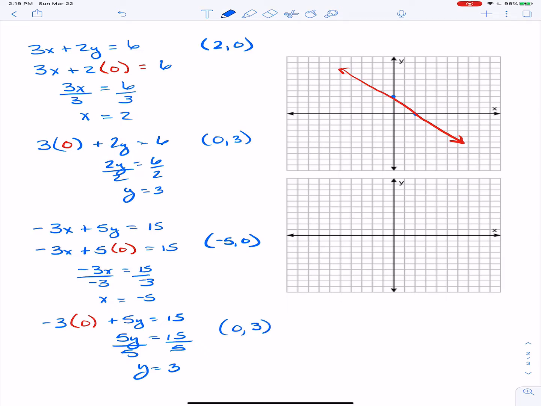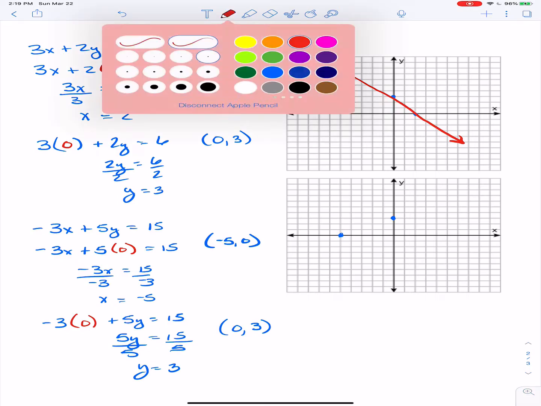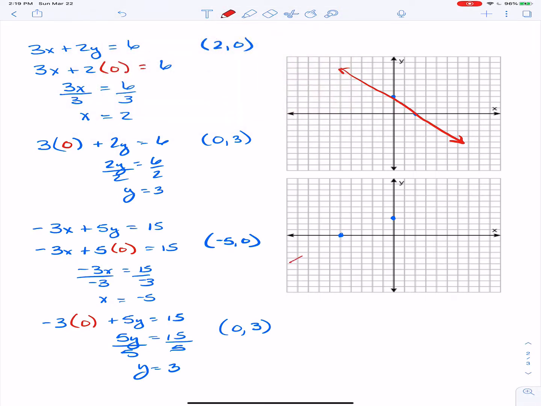And now we can graph our equation. I'm going to find negative 5, 0. And I'm going to find 0, positive 3. My 2 points. And now I'm going to join my 2 points. And I have a linear equation.